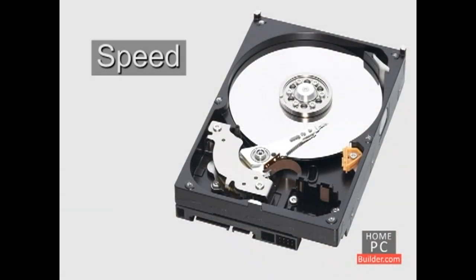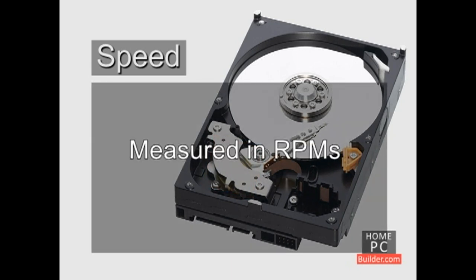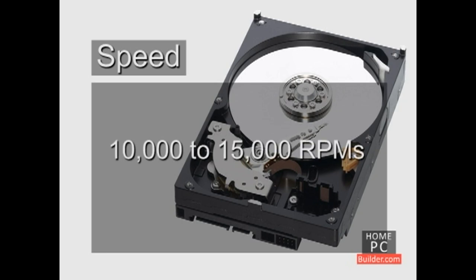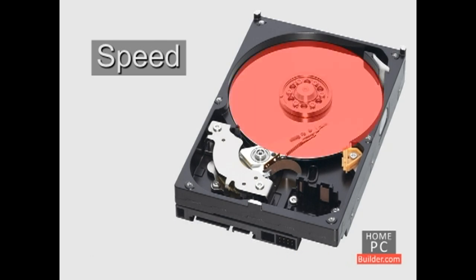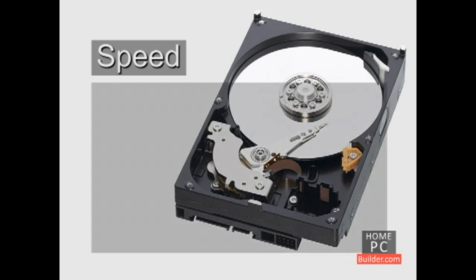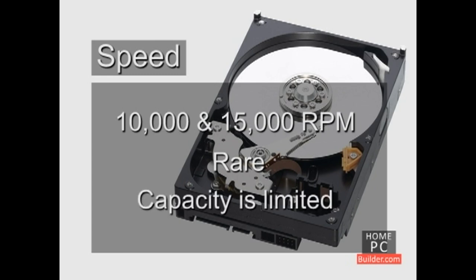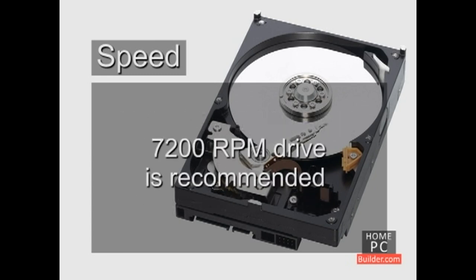The speed of the hard drive is determined by the revolution speed of the disk inside the hard drive and the amount of memory cache included in the drive. The revolution speed is measured in RPMs, or revolutions per minute. Most hard drives spin at 7,200 revolutions per minute. Faster hard drives spin at 10,000 or 15,000 RPMs. The RPM is important because the faster the drive revolves, the more quickly data can be written to and read from the hard drive. 10,000 and 15,000 RPM drives are rare, and the capacities are limited. We recommend buying a 7,200 RPM drive.